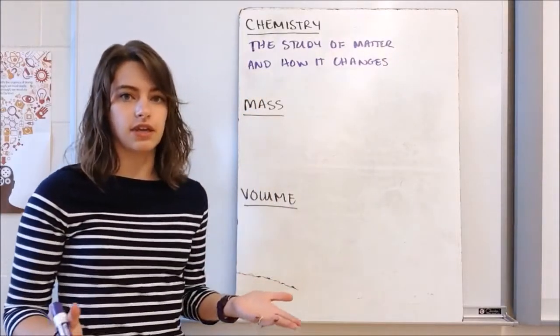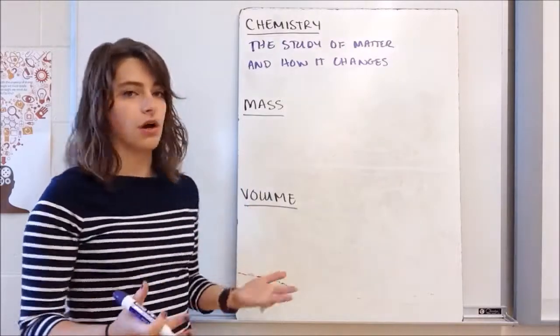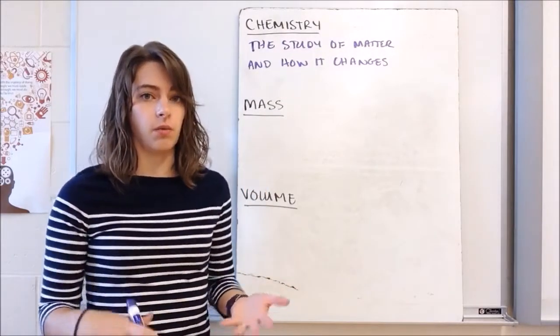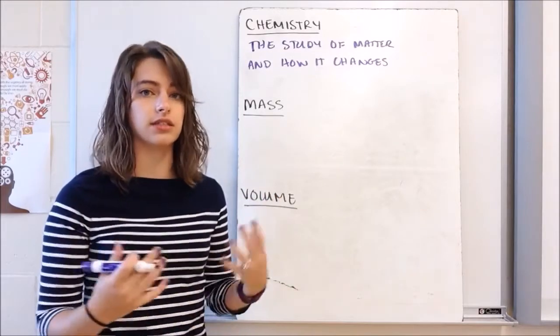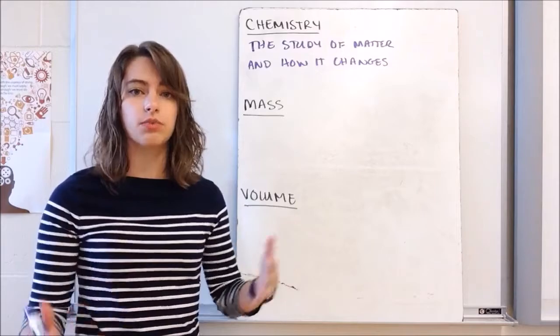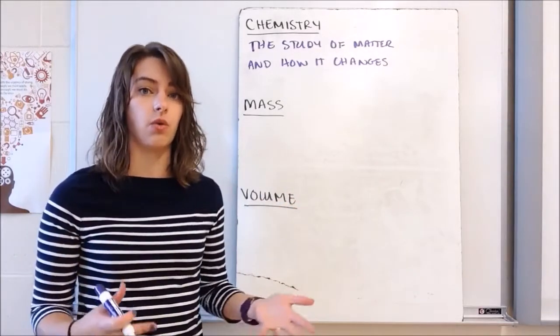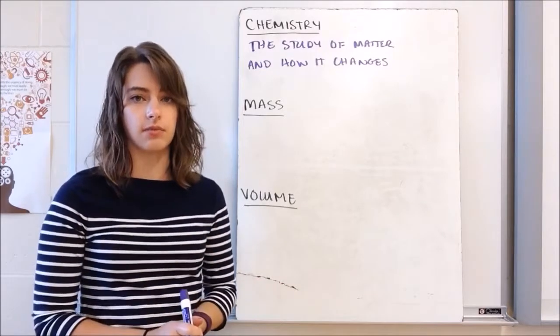So matter is the stuff that makes up our world. Everything is made up of matter. And we all know that matter changes. And so the study of chemistry is, what is that matter? What does it do? What does it look like? What are its different components? How is it different? What are its properties? And then we're really looking at how it changes. So what happens when you change different types of variables? So that's the study of chemistry.